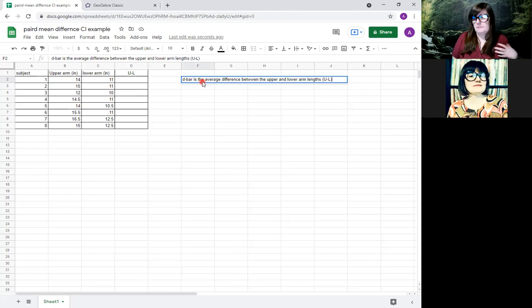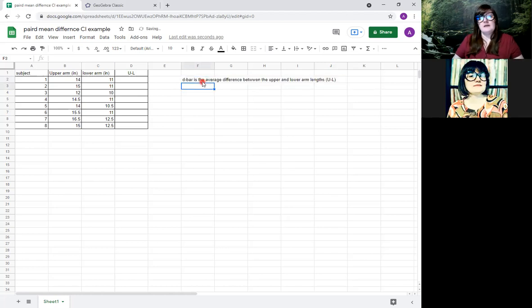And then that way I know when I have a positive number, that means that the upper arm is the longer of the two. And when I have a negative number, that means that the lower arm is the larger of the two.